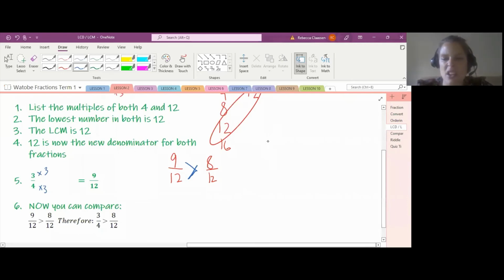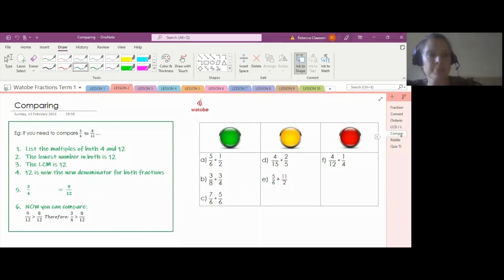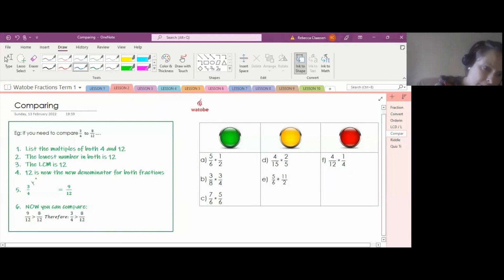No, let's not do 3/4. We've already done 3/4. Oh, wait, hold on. I've got some here. Here we go. I forgot I made these. Right, so we're going to compare these. And I've given you the notes here that we did just on the other board. So we times that by 3 and we times that by 3.